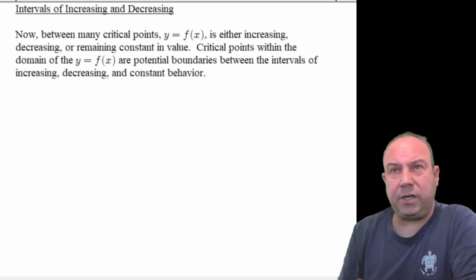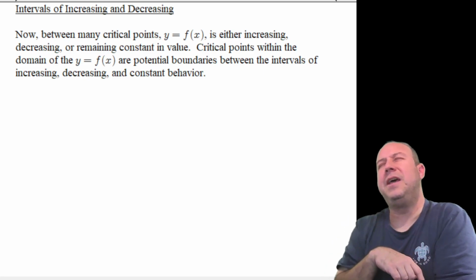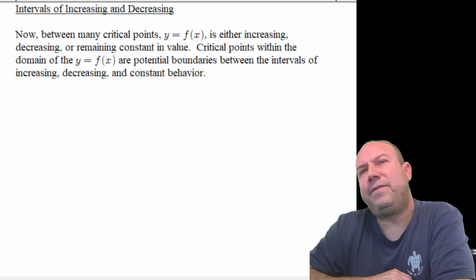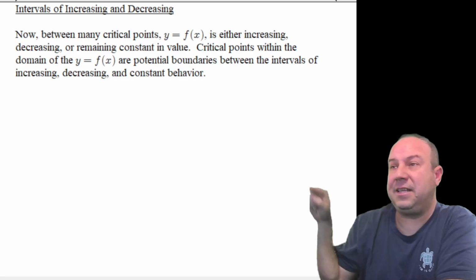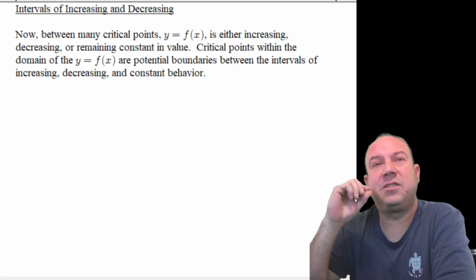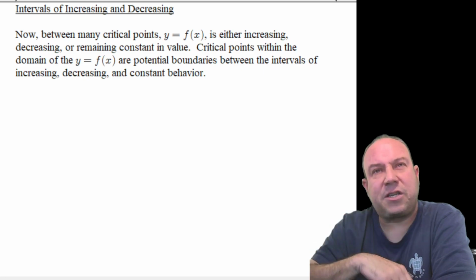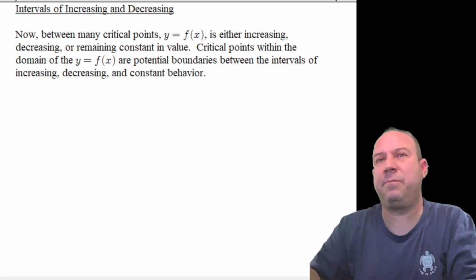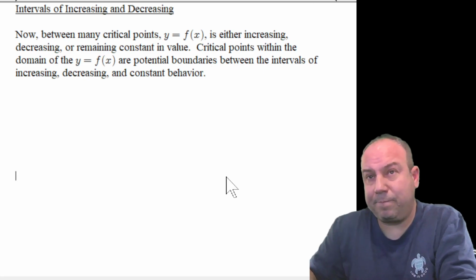Not all critical points are boundaries between intervals of increasing and decreasing, particularly when we think about inflection points. When we think about that cube root function, it was constantly increasing. And it did have a critical point at 0, but that was because it was an inflection point. Those are situations where that inflection point doesn't really play the role of a boundary. So they're not all boundaries, but there is good potential for them to be a boundary. All right. Let's look at some examples.